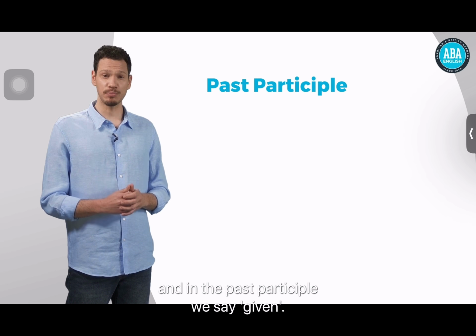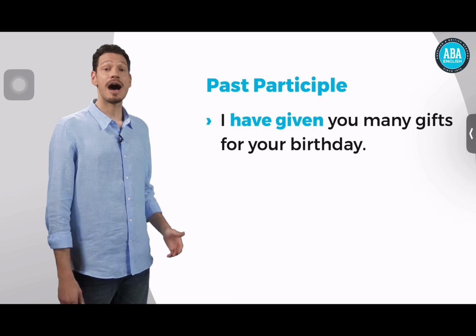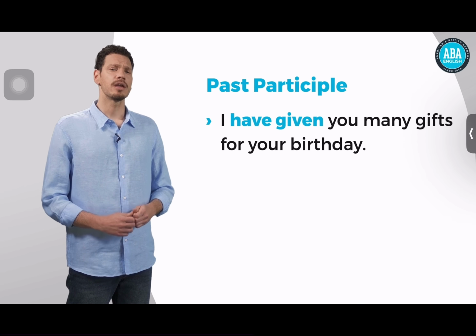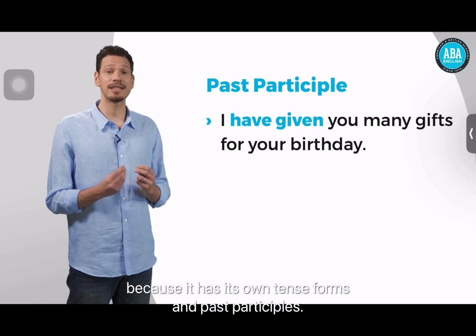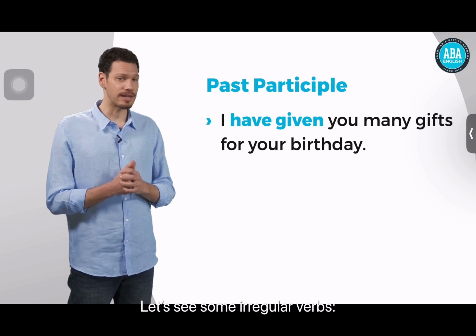And in the past participle, we say given. For example, I have given you many gifts for your birthday. To give is an irregular verb because it has its own tense forms and past participles. Let's see some irregular verbs.